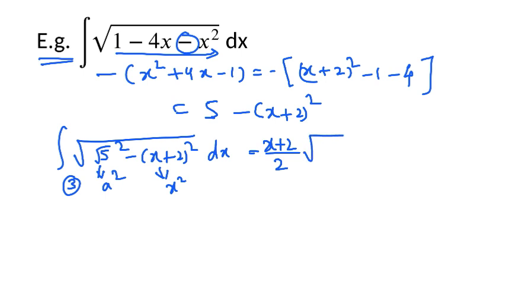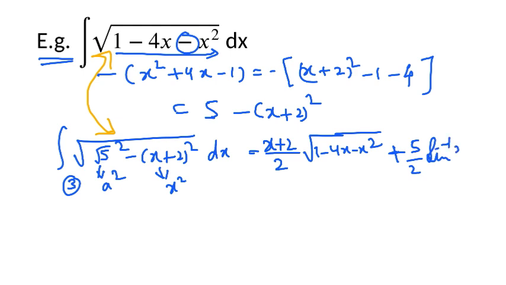Under root of, children, just trail it back what it was. We can write the exact same thing because this only has been rewritten like this. That's why when we rewrite, we can write 1 minus 4x minus x square over here. Then it was added to a square by 2. a square is 5 by 2 sine inverse of x, which is x plus 2 divided by a, which is root 5 plus c, the constant of integration in the end. This is the answer of it.